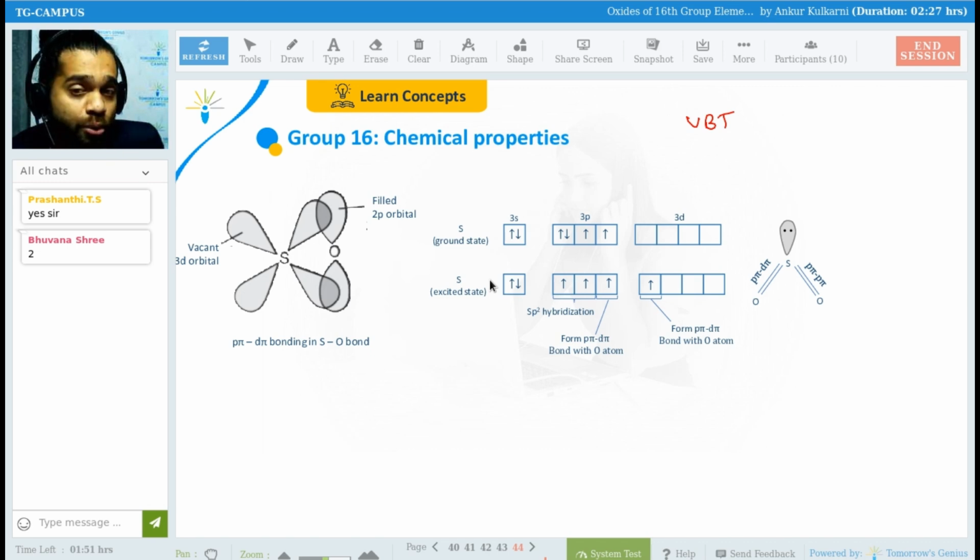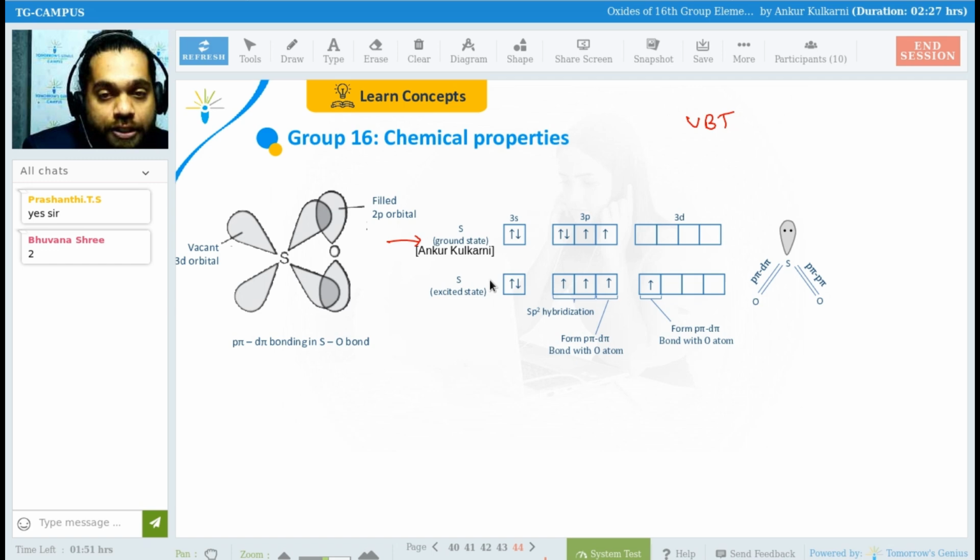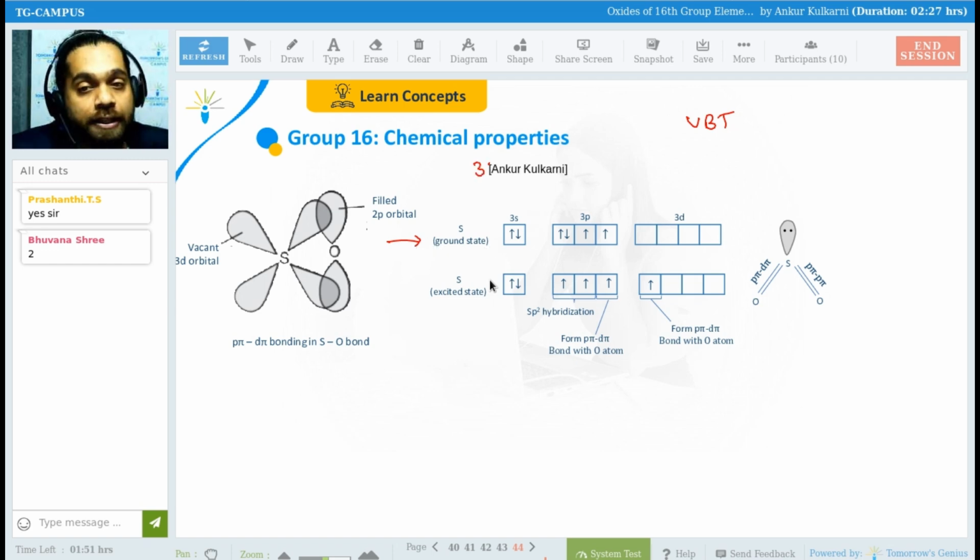For SO2, there is a little bit of an exception over here. I'll tell you what. Over here, I will draw the sulfur ground state. If you draw the electronic configuration of sulfur, the valence will be 3s2, 3p4. Then you have 3d0, empty. So I have drawn the ground state.